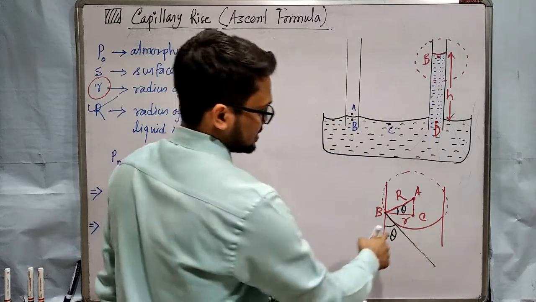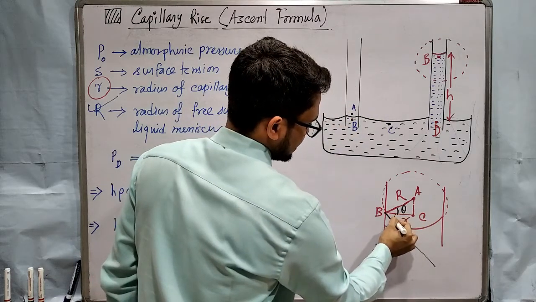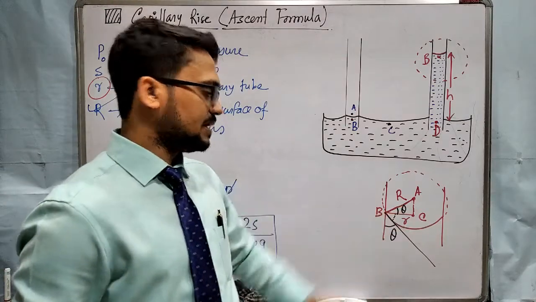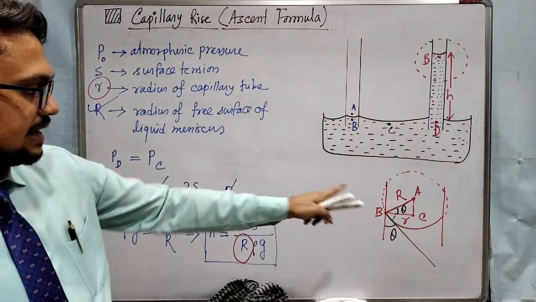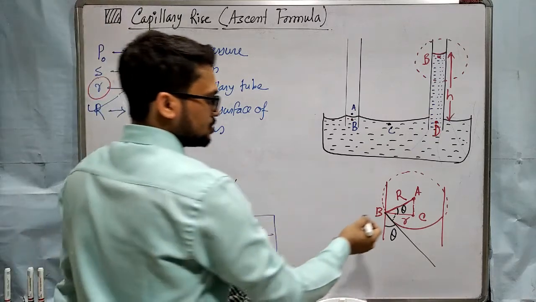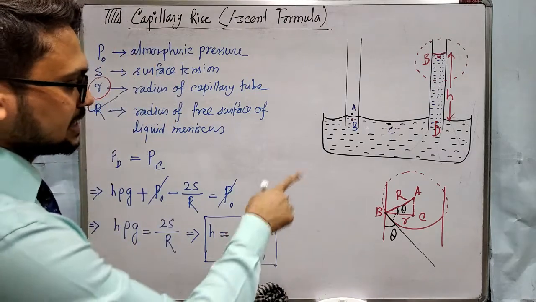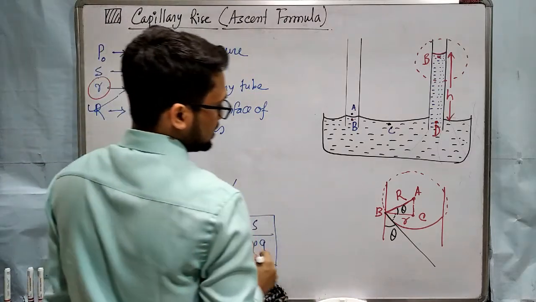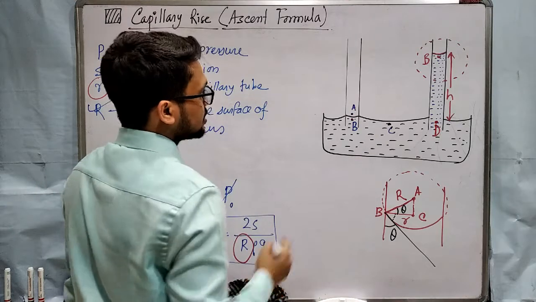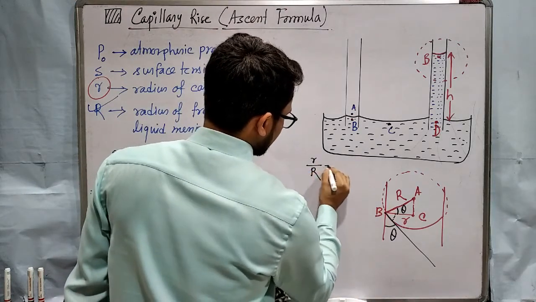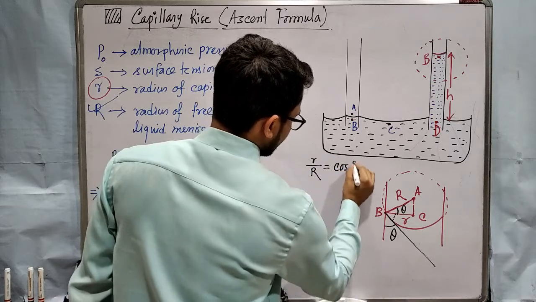This is theta, which means this dotted part is 90 degree minus theta. So this one will be theta. Now look at the triangle ABC. We know the base and we know the hypotenuse, and one angle. So base by hypotenuse is cos theta. That means small r by capital R equals cos theta.